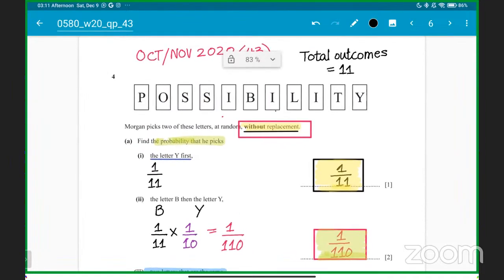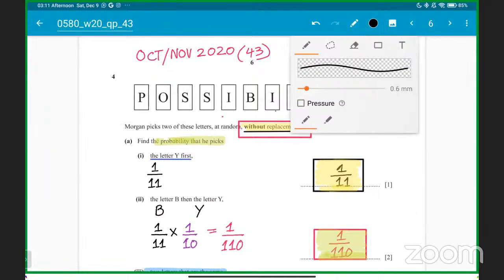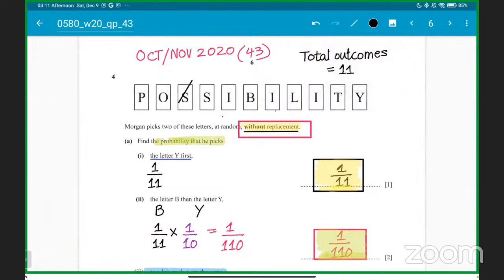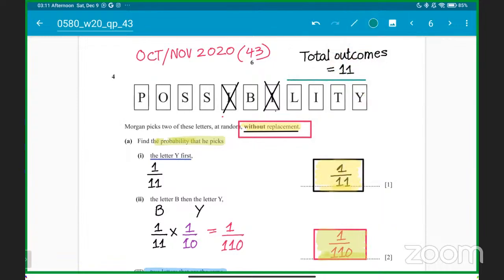The total outcomes available to us are 9, right? How are total outcomes 9? Because I and I are cancelled. 2 I's are already taken. Now how many options do I have? Follow in the color. 1, 2, 3, 4, 5, 6, 7, 8, and 9. Everyone getting it?